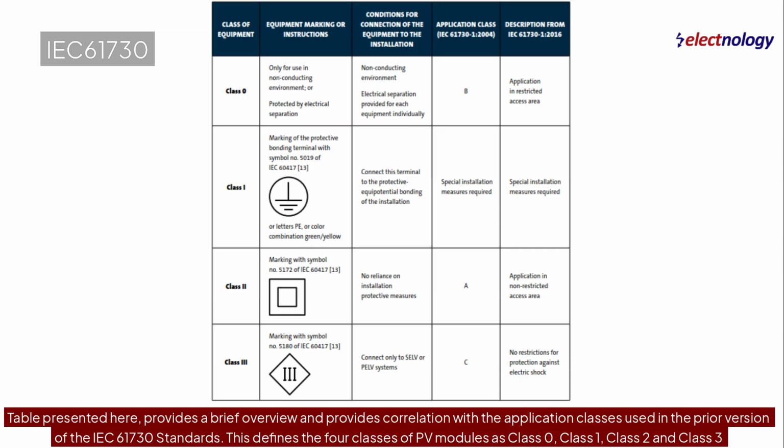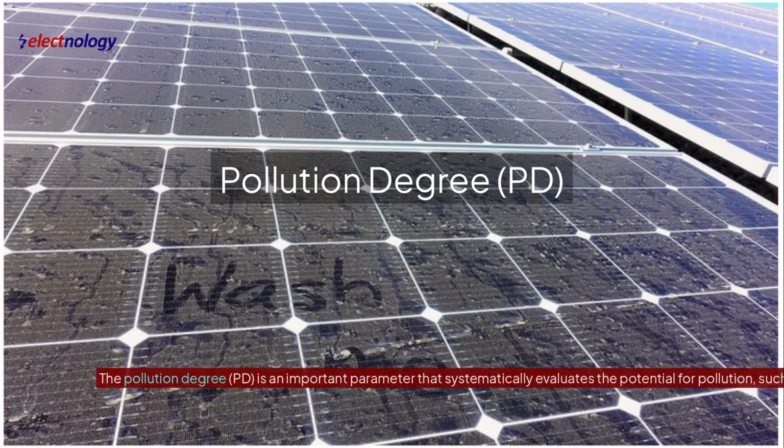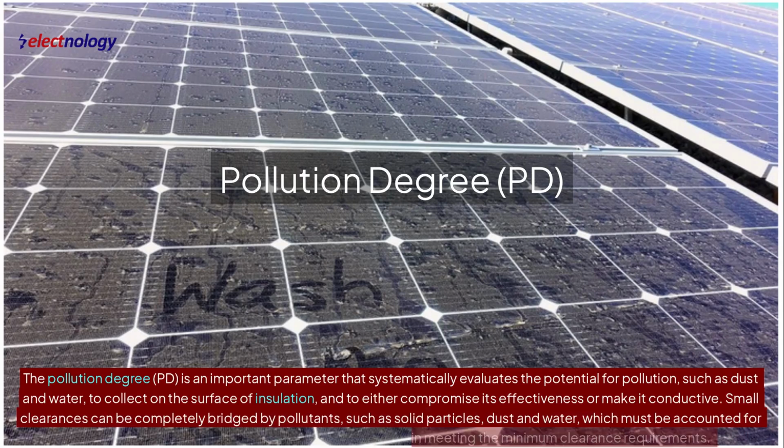This defines the four classes of PV modules as Class 0, Class 1, Class 2 and Class 3. A further brief of all four classes is presented here for understanding. The pollution degree, PD, is an important parameter that systematically evaluates the potential for pollution, such as dust and water, to collect on the surface of insulation, and to either compromise its effectiveness or make it conductive. Small clearances can be completely bridged by pollutants, such as solid particles, dust and water, which must be accounted for in meeting the minimum clearance requirements.